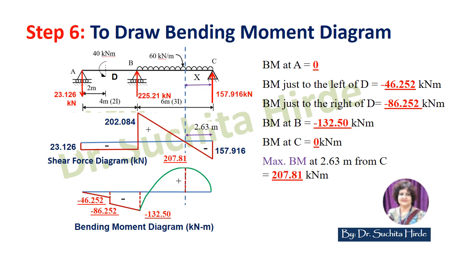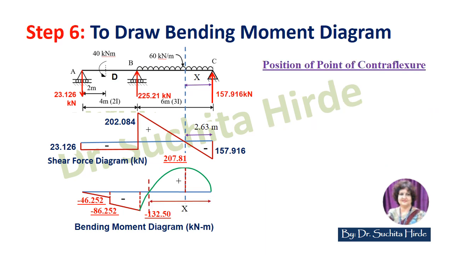Once you complete this, you have to find out the position of point of contraflexure. Point of contraflexure means where bending moment changes its sign from positive to negative or negative to positive. This point is also very important for the structural design. So we will locate now the point of contraflexure. From the bending moment diagram, we know that point of contraflexure lies in portion BC. Therefore, we will take a general section X and write down the general equation of bending moment for portion BC.